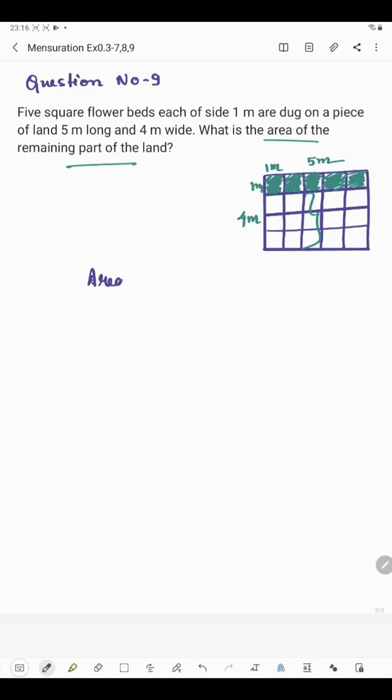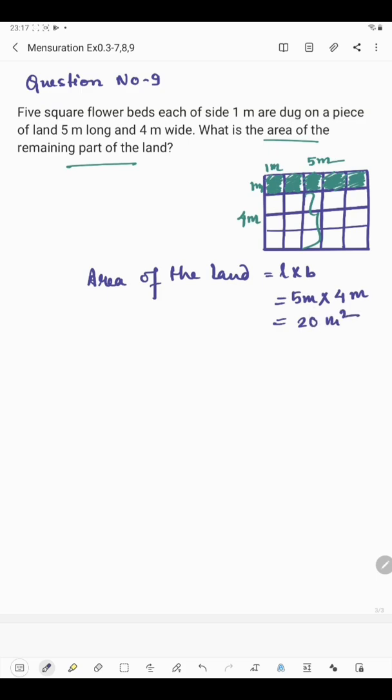So area of the land is length into breadth. So here length is 5 meter and breadth is 4 meter. So 5 4s are 20 and meter into meter, meter square.